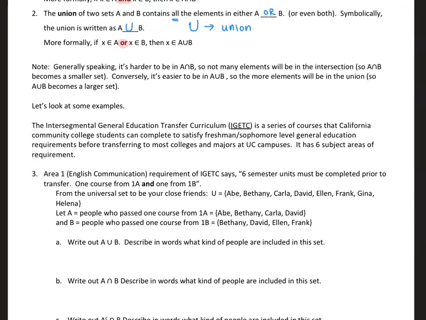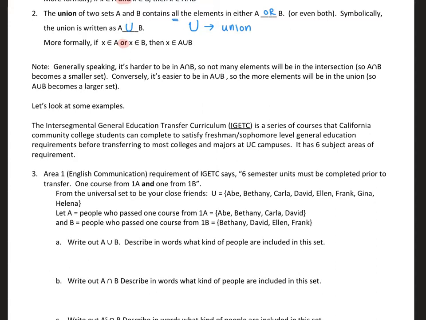Generally speaking, it's harder to be in A intersection B. It means A and B. So for our first example, you have to have a high GPA and you have to also major in health science. So not many elements will be in the intersection. So generally speaking, A intersection B is a smaller set. On the other hand, it's easier to be in A or B, or A union B. So more elements will be there. So union is usually a larger set. Let's look at some examples.